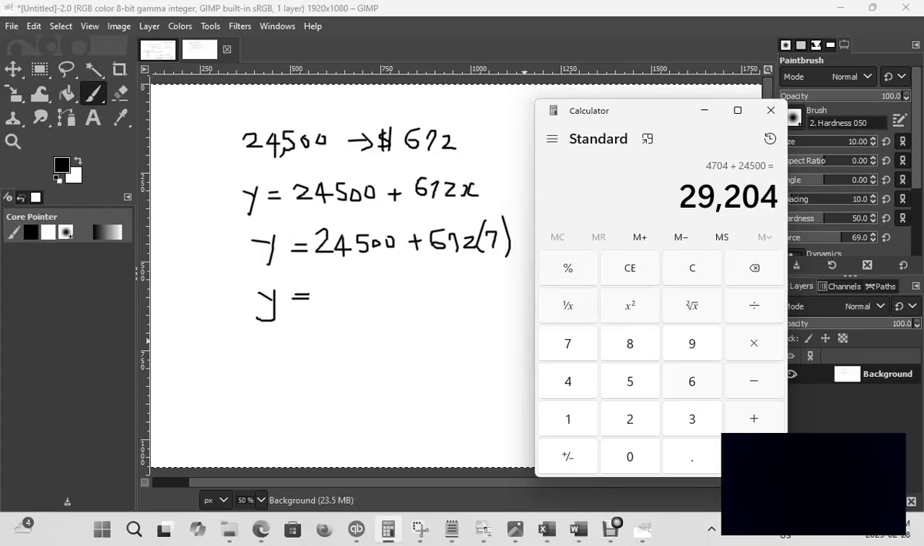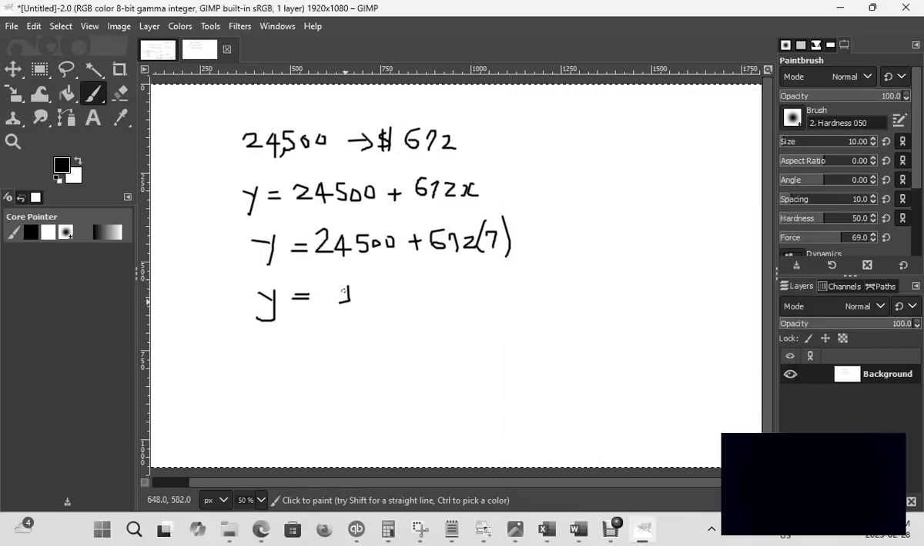We can do that one more time. So 672 times 7 plus 24,500. This will be 29,204. $29,204.